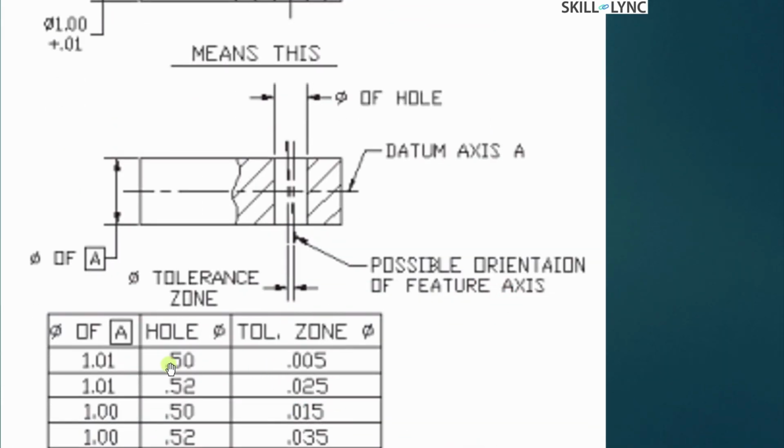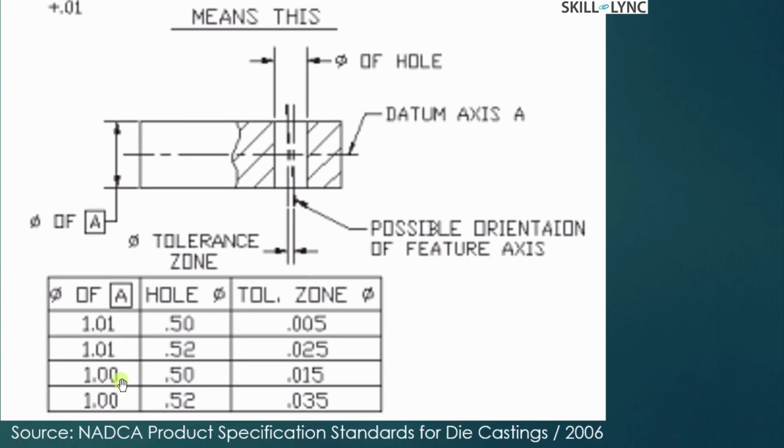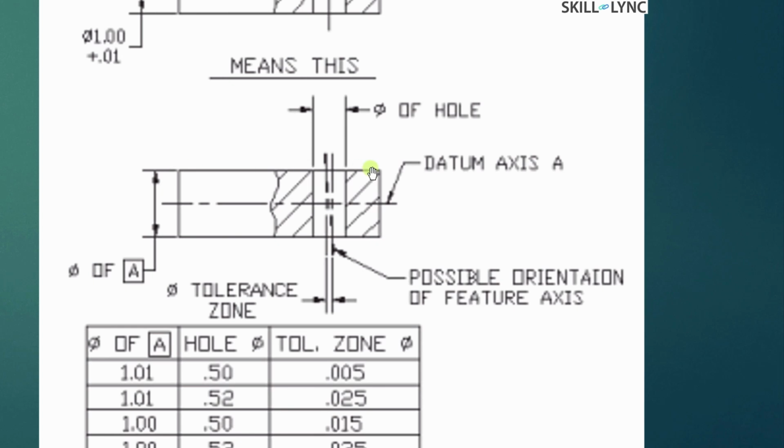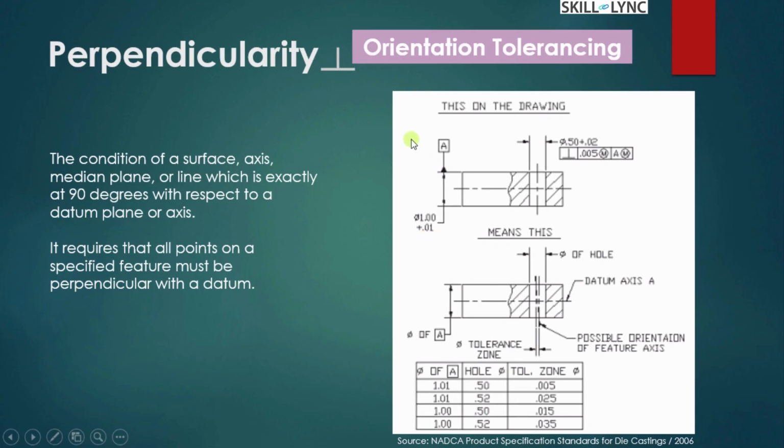Here it is adding to it, it is 0.05, wherein here it is 0.025. Likewise here, for this it's going to be 0.15, and here it is going to be 0.035, that is applied onto this. So this is the tolerance zone that is allowed, the possible orientation perpendicular to your plane of axis of A. So this is your perpendicularity orientation tolerancing.